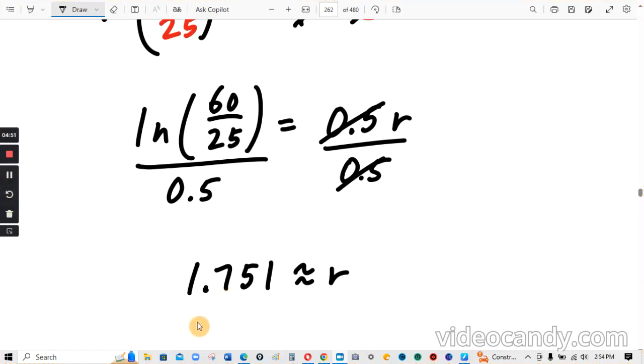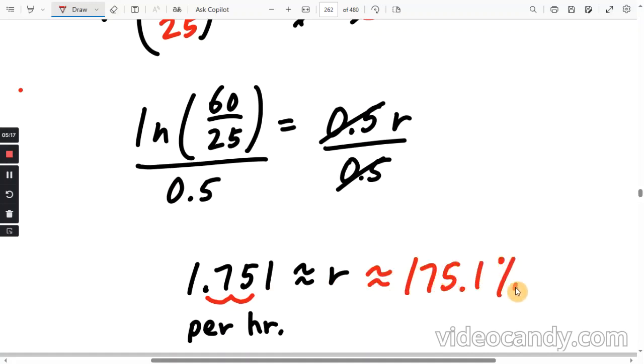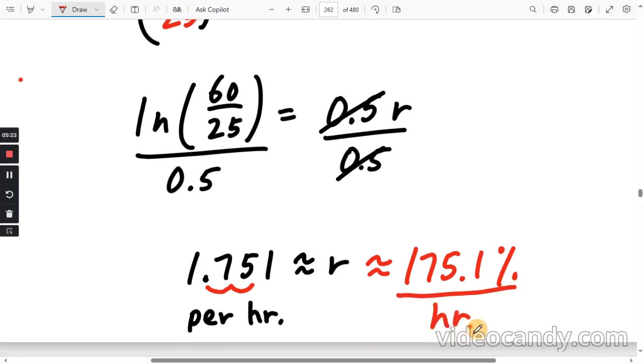All right, so that is the rate per hour. Now, how do you convert a decimal to percentage? Well, you need to move the decimal over 2 places. So it's approximately 175.1%, and that is per hour. Okay, they didn't say how many decimal places. Maybe just 175% would be appropriate, but I wrote it as 0.1. All right, no big deal.